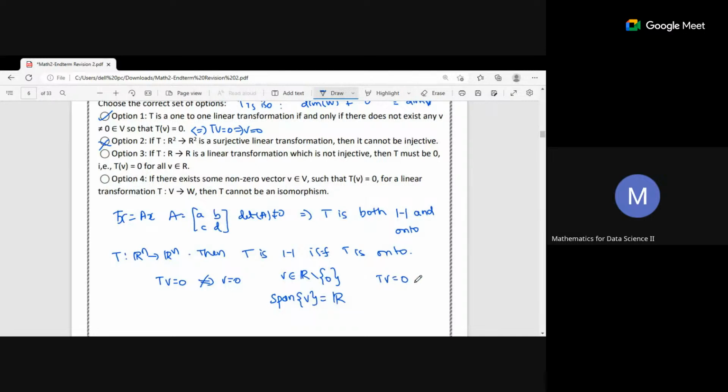If the basis element is mapped to 0, what happens to the entire transformation? Maps to 0. Yes. If the basis element is mapped to 0, then the entire transformation will be mapped to 0. So then T must be 0 is the correct statement. Is this clear? Option 3. Yes, ma'am.